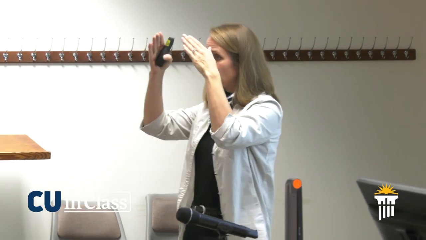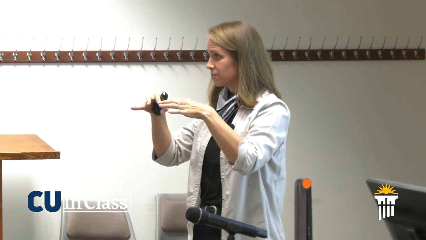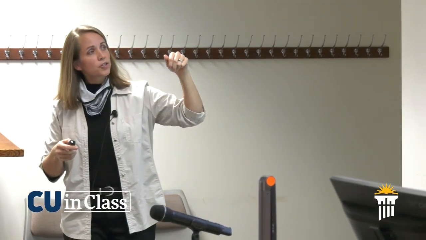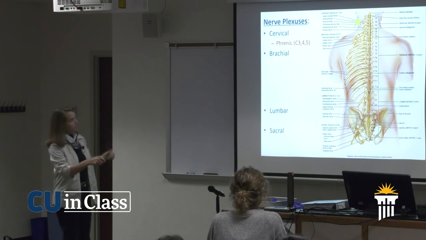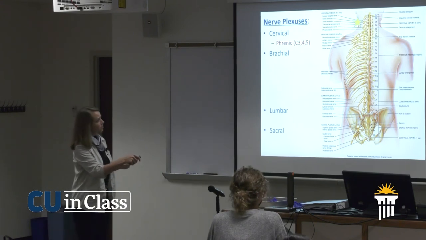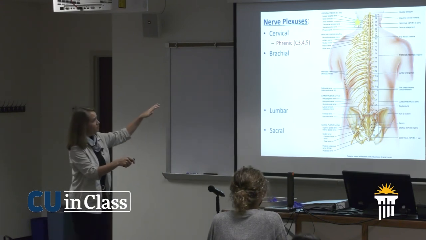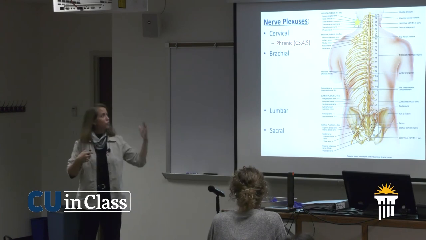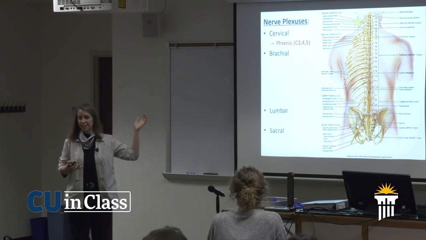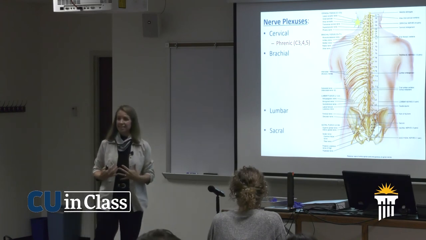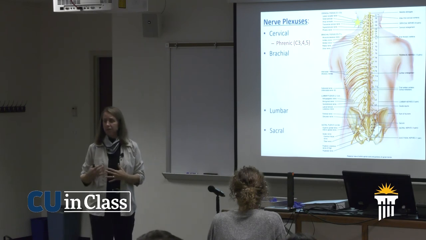Do you know anything about the phrenic nerve? Phrenic nerve, C3, 4, and 5, keeps the diaphragm alive. That one's going to come all the way down and innervate the diaphragm. So in a spinal cord injury, if the injury is above the level of C3, 4, and 5, the phrenic nerve isn't going to fire, the diaphragm isn't going to work, and that patient can't breathe on their own. So they're going to be on a ventilator.